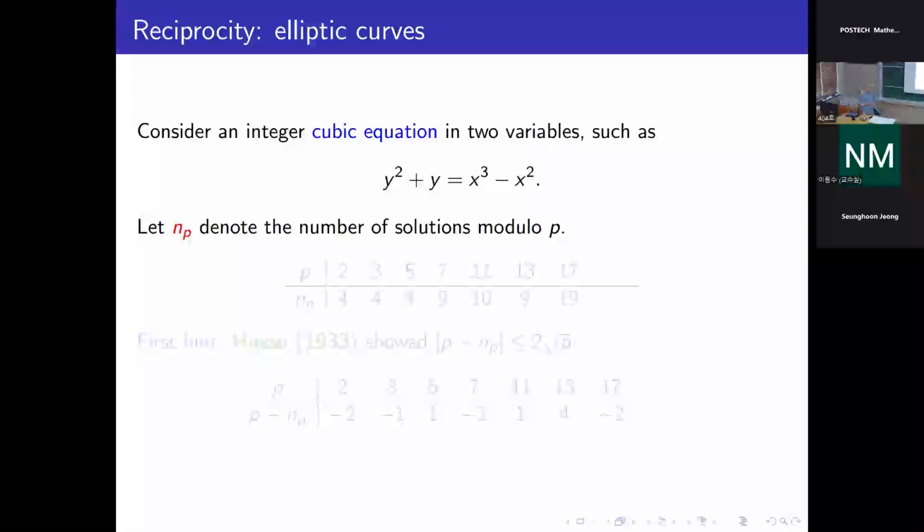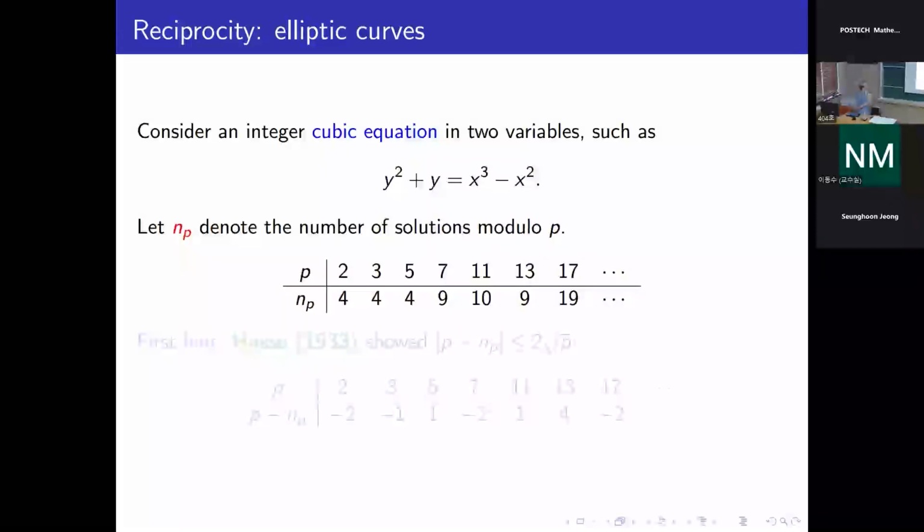So the next case, which looks very different from the surface, is that of elliptic curves. So I want to switch gears and look at cubic equations in 2 variables. For example, this one, y squared plus y is x cubed minus x squared. And again, I want to look at the number of solutions, not of the equation itself, but modulo a prime number, and then see what happens when I vary the prime number p. So I let N_p denote the number of solutions modulo p, the number of pairs x comma y that satisfy this equation as a congruence modulo p.